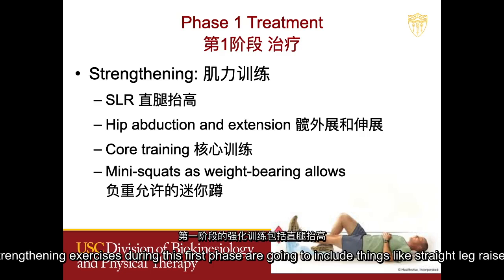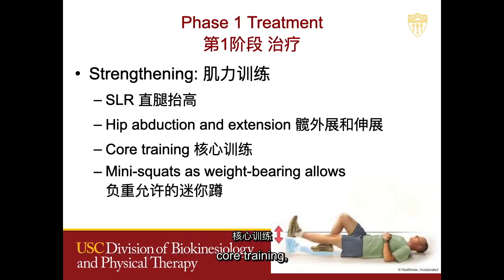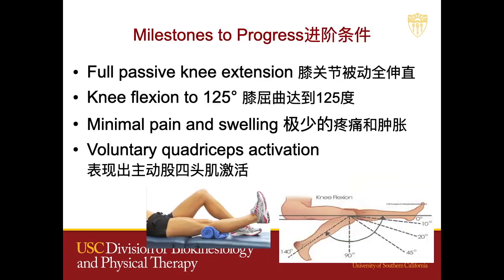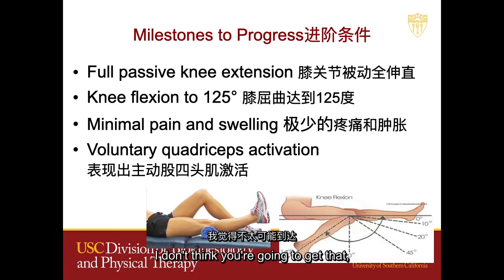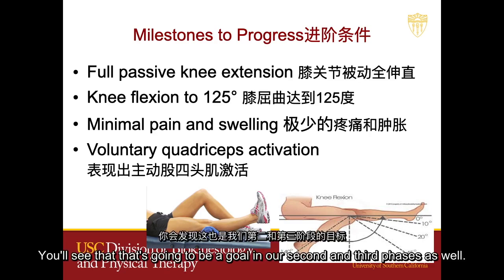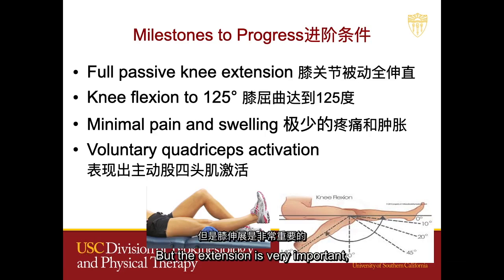Strengthening exercises during this first phase are going to include things like straight leg raises and core training. As they're allowed to do weight bearing, you can start with very, very small squats, very small. You'll see here that our milestones to progress to the second phase do include knee flexion of 125 degrees. I'll be honest with you, I don't think you're going to get that, and that's okay. You can go slow. You'll see that that's going to be a goal in our second and third phases as well. But knee extension is very important.